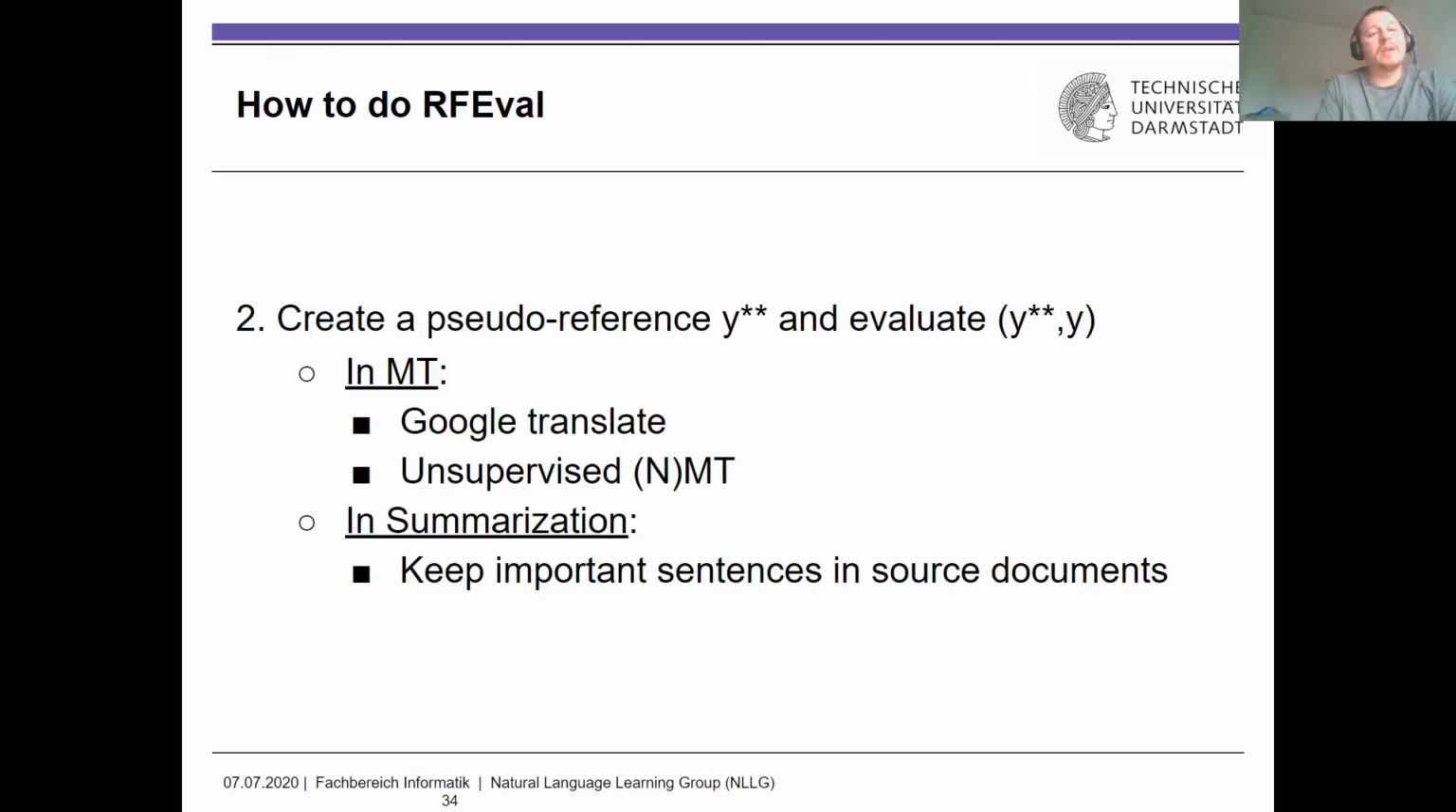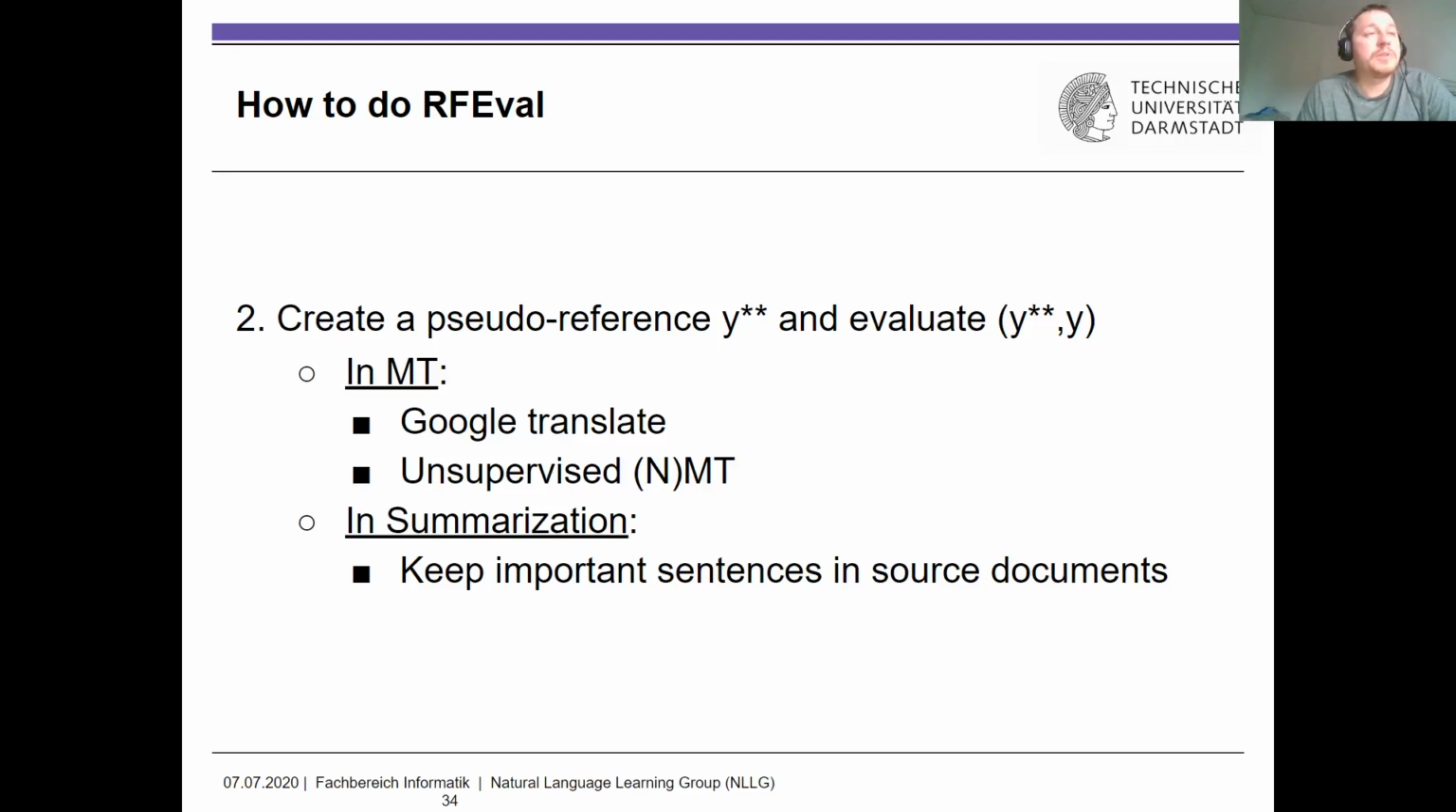Then the second thing, how could we do pseudo-references? Here are some ideas how to do that. I'm not going into those at all, not talking about them, but here's what you could do. You could use an external engine like Google Translate to generate a pseudo-reference.